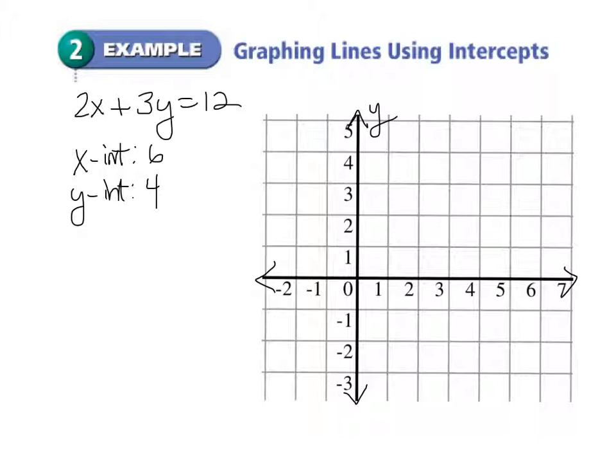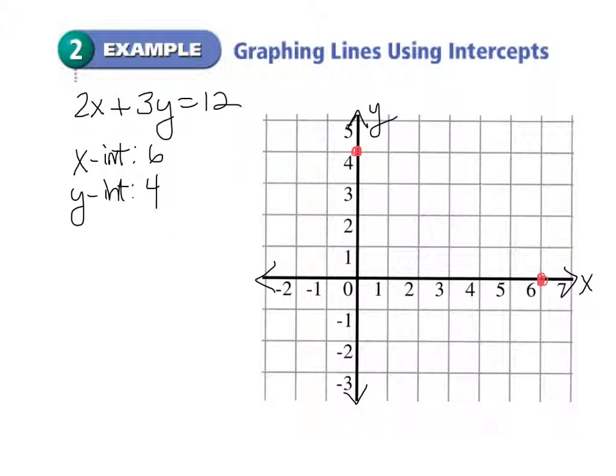now notice what I did is I magically had a graph up here. But I'm going to label my x and my y. Always label your x and your y. And then you just graph. So the x-intercept is 6. That means it crosses the x-axis at 6 and the y-axis at 4.